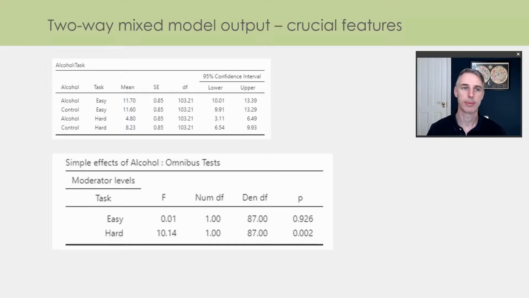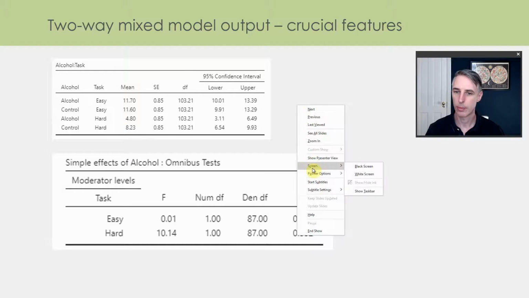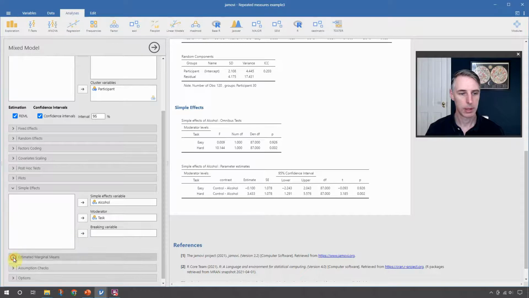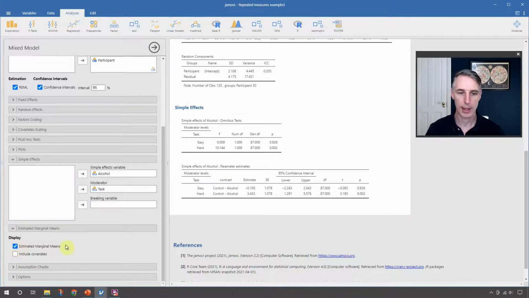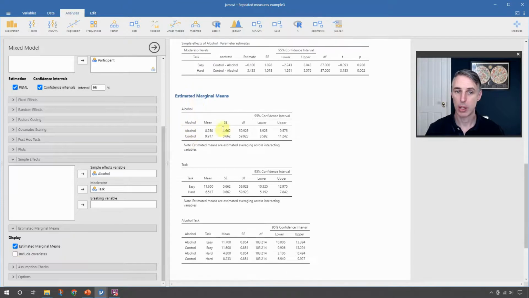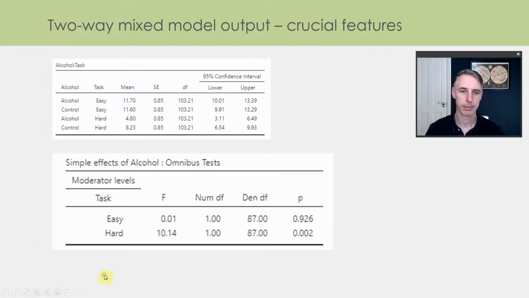So I'm just going to zoom in on that back in the slides. Okay, these are the estimated marginal means, by the way, so I'll just show you how to get those. Just go back to the example under estimated marginal means. If we check that, we get our breakdown of means for the main effect of alcohol, the main effect of task, and the interaction, the breakdown of alcohol by task. Okay, so that's those means.